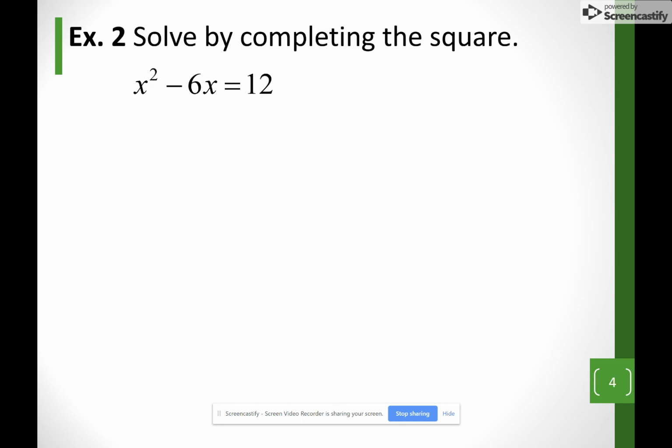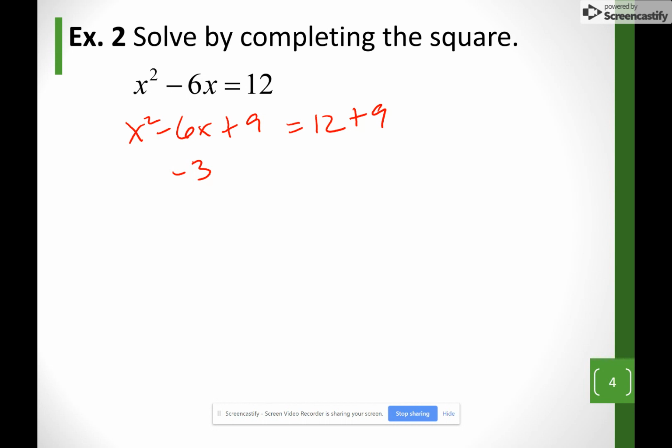All right, so let's practice a little bit more. I'm going to write this as x squared minus 6x. I'm going to leave myself some space, and this is equal to 12. So I'm thinking, what's the half of negative 6? The half of negative 6 is negative 3. I square it. Negative 3 times negative 3 gives me positive 9. So I'm going to add a 9 to both sides of the equal sign.